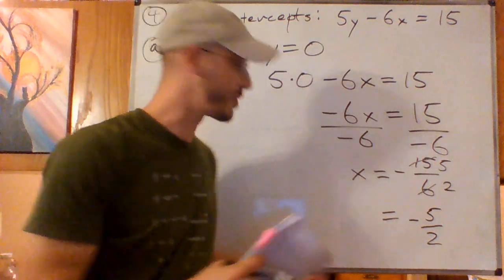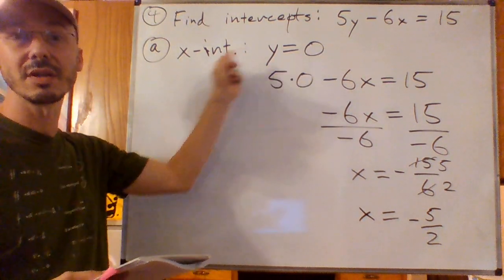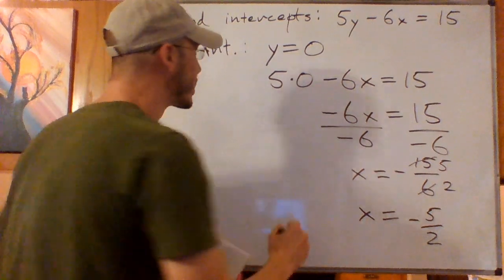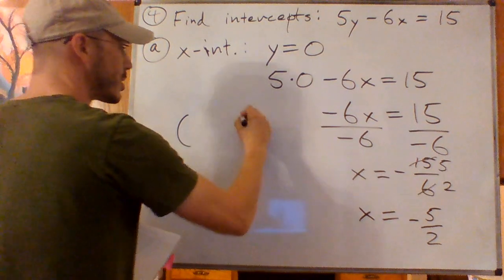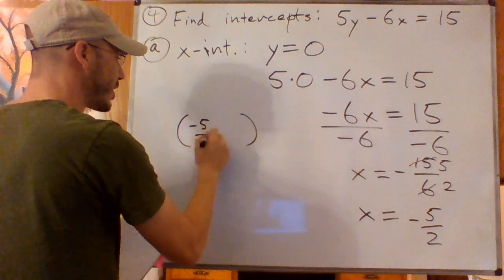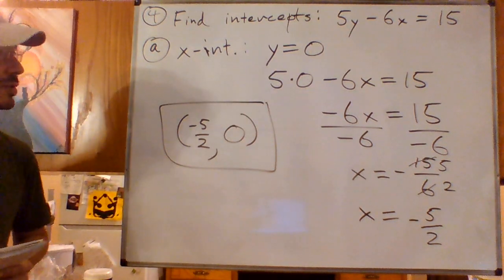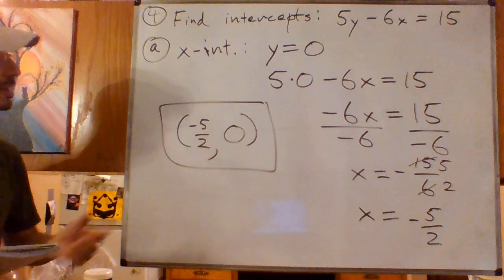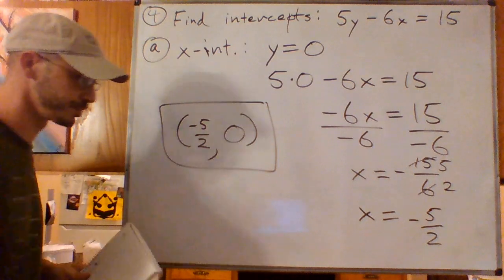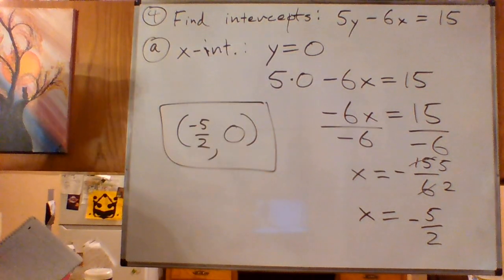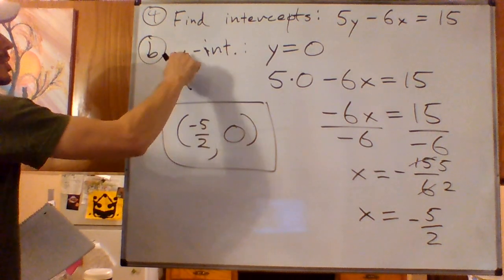Now that's my x value. The y value is what I started with. It's the x-intercept, so the y value is 0. So the x-intercept for this line is the point negative 5 halves, 0. And that's what you'd have to enter for a problem like this. Enter the x-intercept as an ordered pair. Let's go on to part B rather. We'll find the y-intercept.